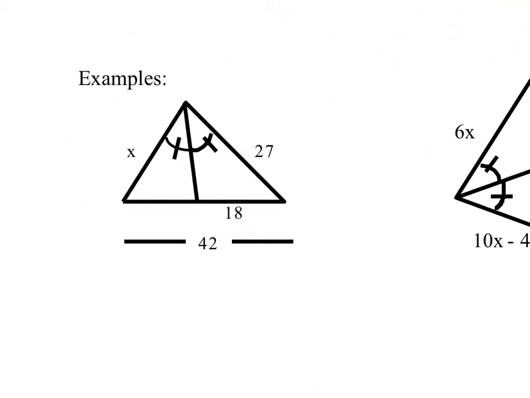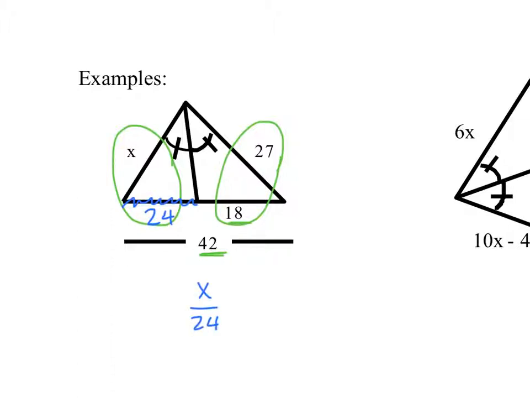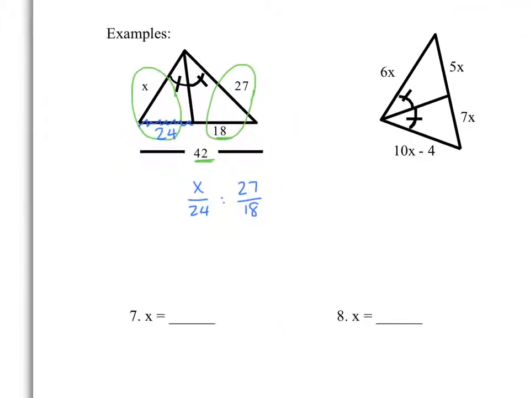So for this one, we know that this part is 18 and the whole thing is 42. So in order to set up our proportion, it'll be x over something equals 27/18. So to find that missing part, we're going to do 42 and subtract 18, because that means that 42 minus 18 will be what's left for there, so it'll be 24. So our proportion would be x over 24 equals 27/18. And then we'll cross multiply, so 24 times 27 and divide by 18 gives us that our x equals 36.